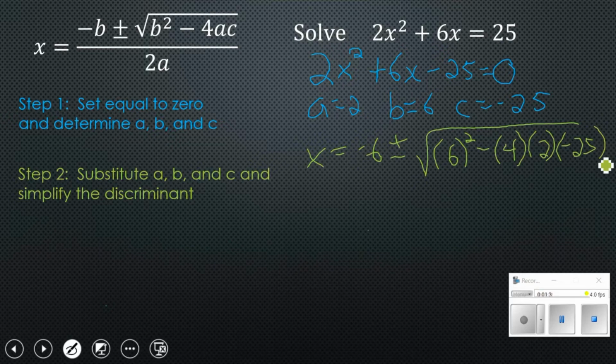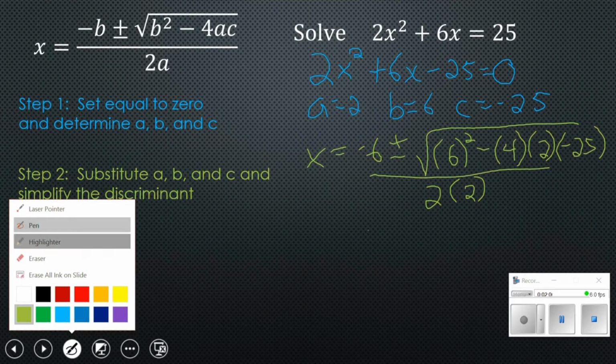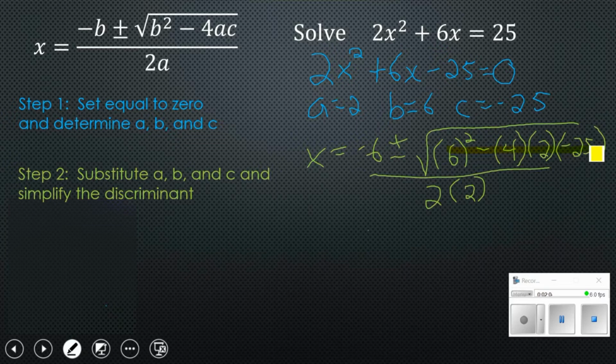So we plug that in, and then we start to do 2 times a down here, so it would be 2 times 2. And then always verify that you plugged the right stuff in. Go back through it mentally and make sure you put the right pieces in the right spots. Now I said included in step 2 is simplifying the discriminant. So I'm talking about the part underneath here. I'm going to highlight that for you. So I'm talking about this part right here.